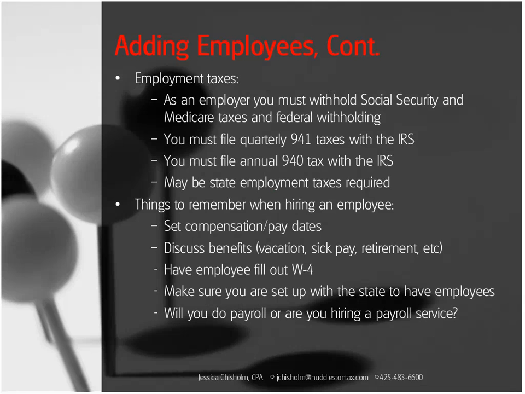So when you have an employee and they are a W-2 employee, you must withhold Social Security and Medicare taxes and federal withholding. You must also match the Social Security and Medicare taxes and pay that to the IRS. You must file quarterly 941 taxes with the IRS. That's an informational return basically saying what the wages were for the quarter, what kind of Social Security and Medicare withholding there was, and what kind of federal withholding there was.